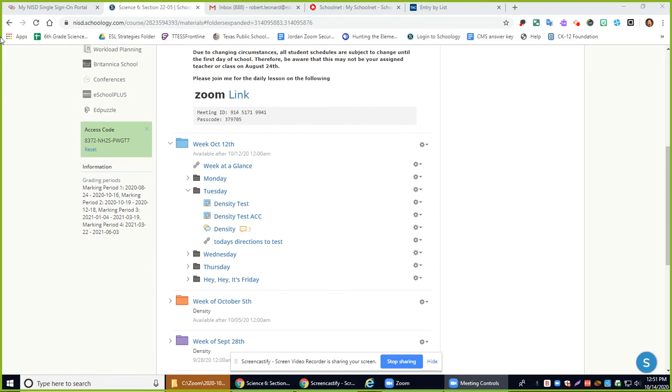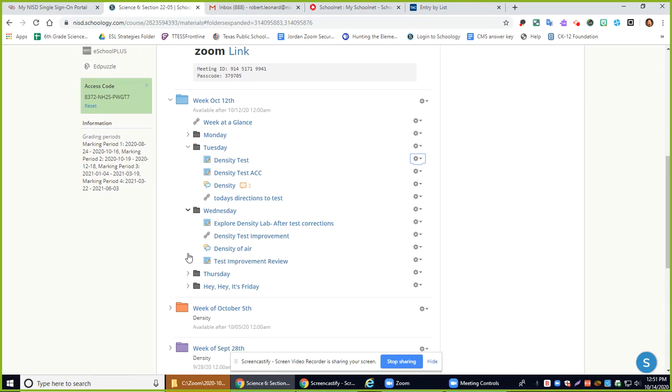Right, so if you made a 76 or better, under Wednesday, you're going to do the Explore Density Lab after test corrections. You have two options of what lab to do. The first option and the better option is the PhET Density Lab. There's nothing to turn in. It is just an exploratory lab where you're just going to look at the concept of density.